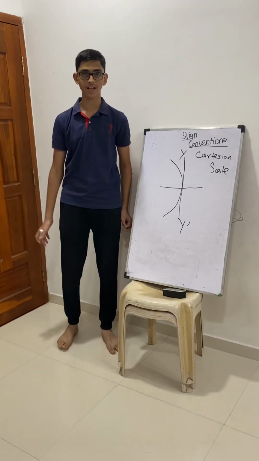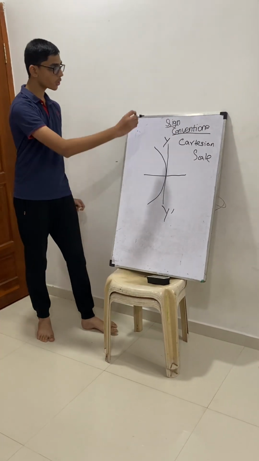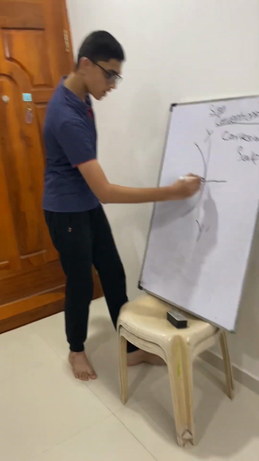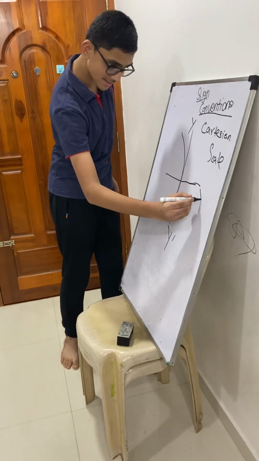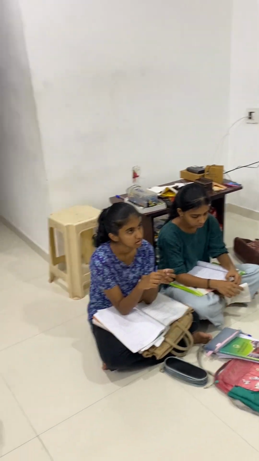It's Vaishish from 10A. Today I'm going to take the topic sign conventions. I'm going to compare the sign conventions with the Cartesian scale. This side I'm going to take as the x-axis and this side as the y-axis. This is positive on the x-axis, this is negative, positive and negative.